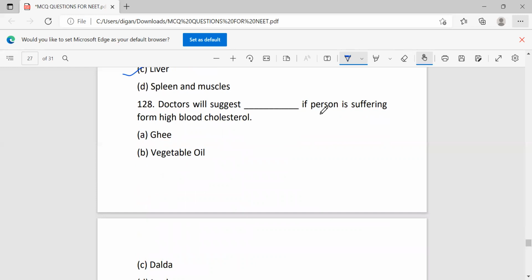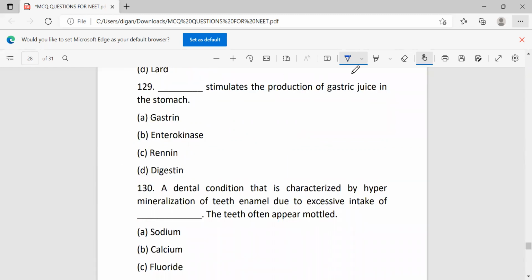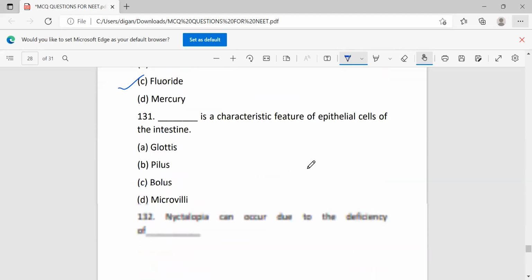Doctors will suggest, if a person is suffering from high blood cholesterol, then the correct option is 128. Correct option is vegetable oil. 129, that stimulates the production of gastric juice in stomach. Correct option is gastrin. 130, a dental condition characterized by hypermineralization of teeth enamel due to the excessive intake of dash. The teeth often appear mottled. The answer is C, fluoride.